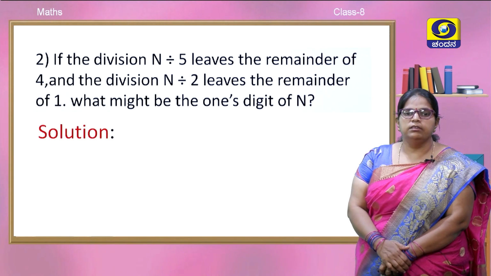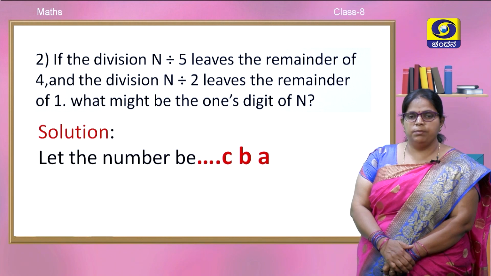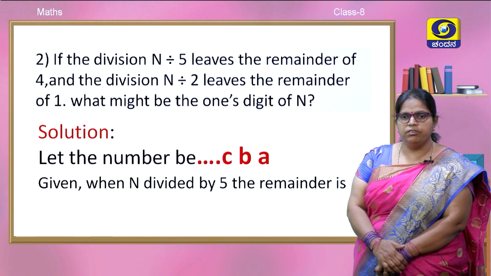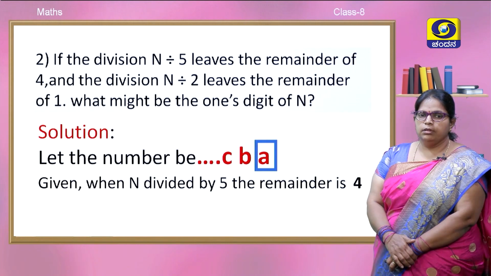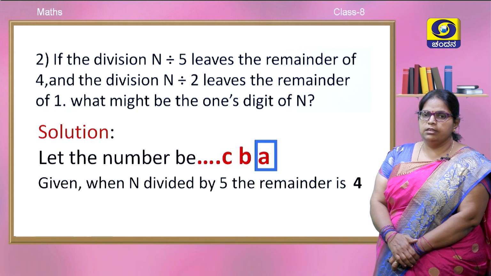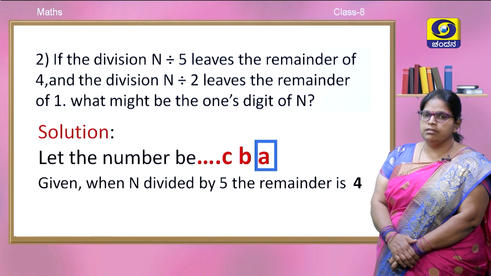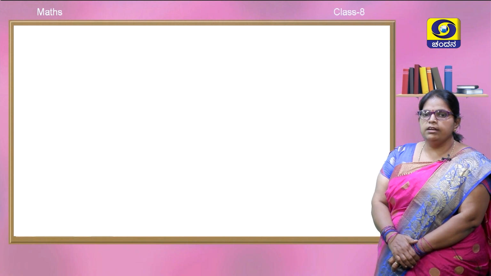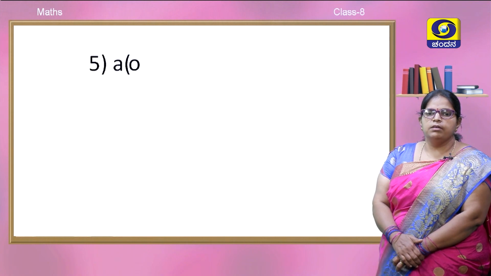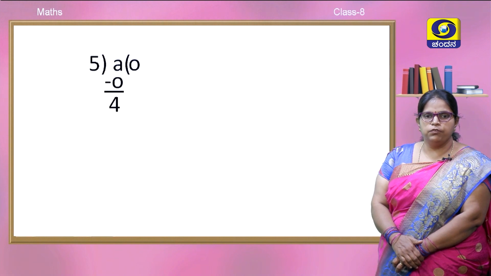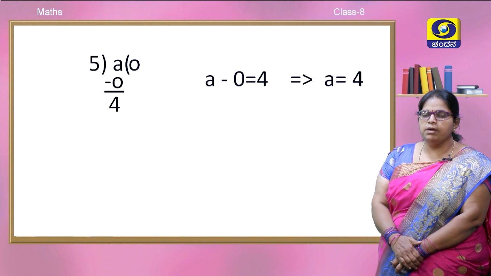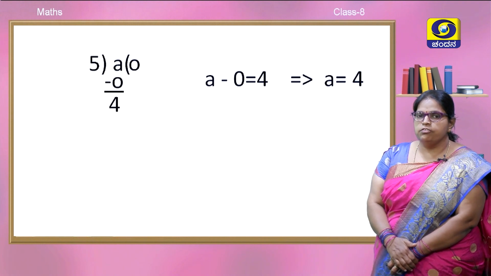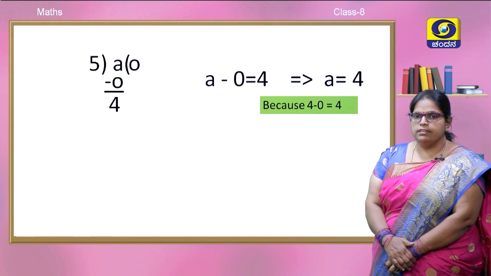Here, let the number be CBA. Given when n is divided by 5, the remainder is 4. Therefore, if we divide the digit of the units place by 5, it should give the remainder 4. Let us divide: 5 zeros are 0, remainder is 4. Therefore, A minus 0 is equal to 4, that implies A is equal to 4, because 4 minus 0 is equal to 4.